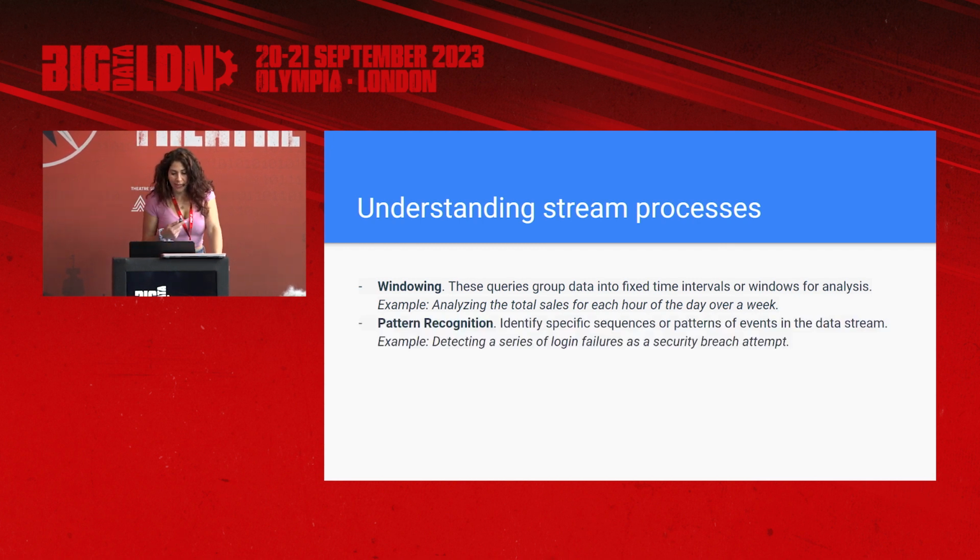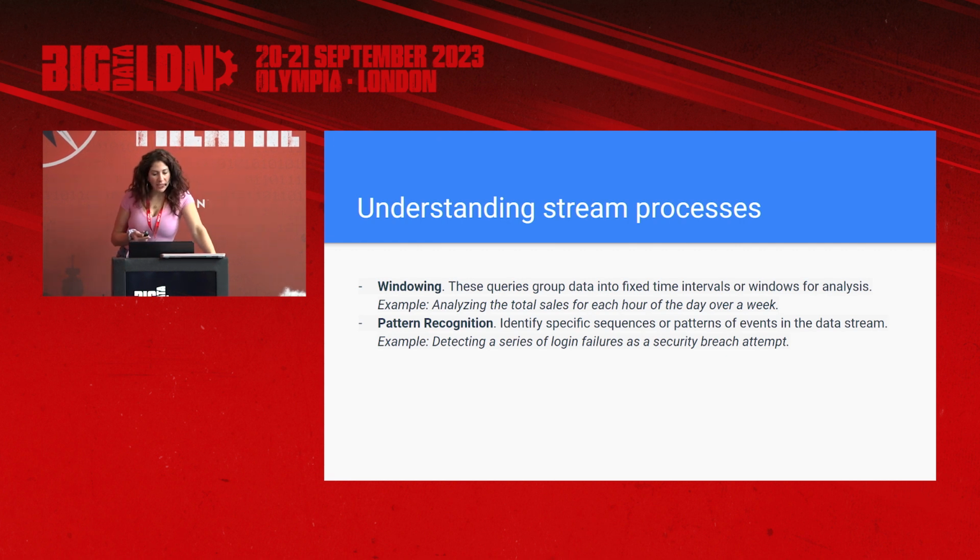Also pattern recognition, identifying specific sequences of patterns or events in an event stream. That's another type of processing you can do while the streams are coming in. This helps with the more popular use cases, like anomaly detection. For example, detecting a series of login failures as a security breach attempt. So you're looking for patterns in data and seeing if there are any anomalies.